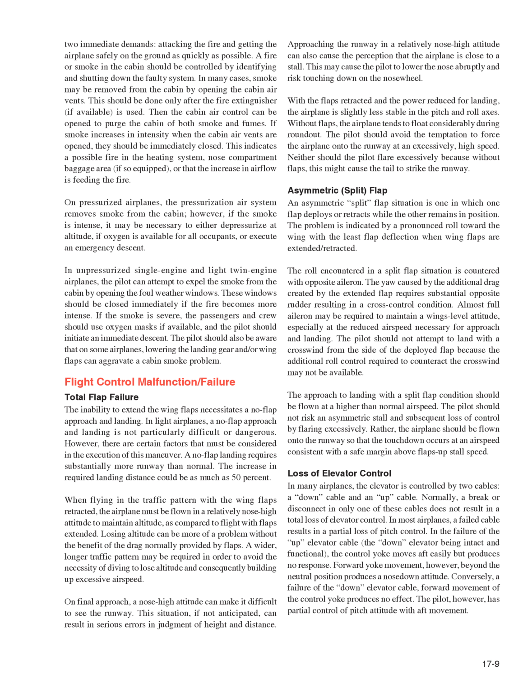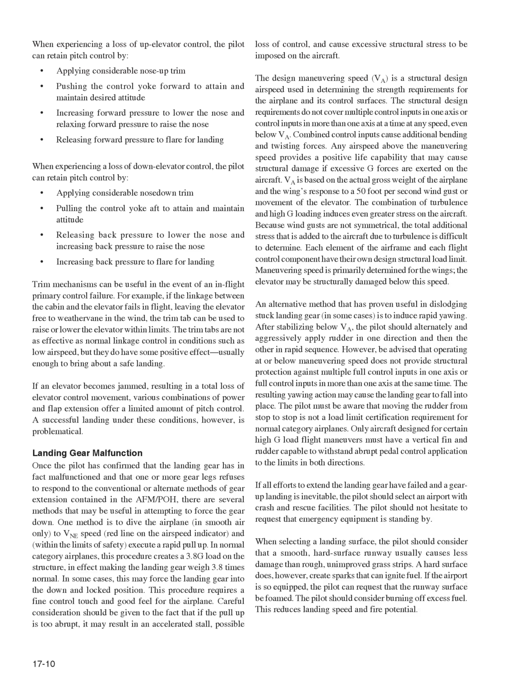Forward yoke movement, however, beyond the neutral position produces a nose-down attitude. Conversely, in a failure of the down elevator cable, forward movement of the control yoke produces no effect. The pilot, however, has partial control of pitch attitude with aft movement. When experiencing a loss of up elevator control, the pilot can retain pitch control by applying considerable nose-up trim, pushing the control yoke forward to attain and maintain desired attitude, increasing forward pressure to lower the nose and relaxing forward pressure to raise the nose, releasing forward pressure to flare for landing.